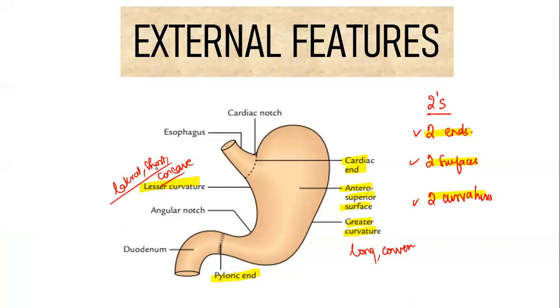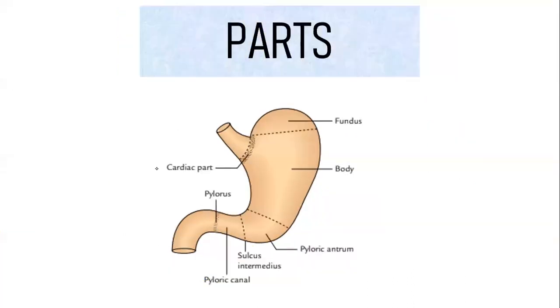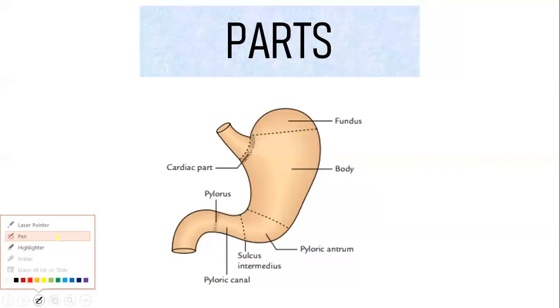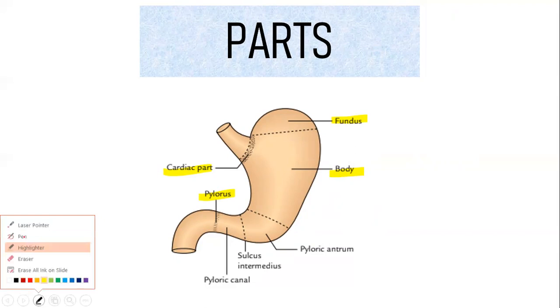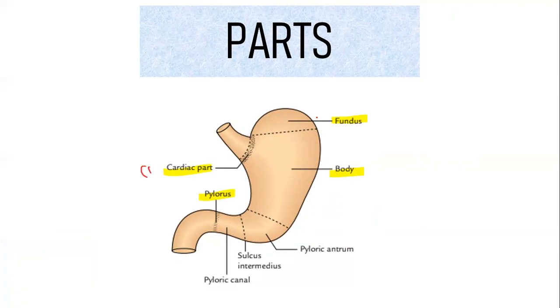Now, what are the parts? First we have seen the external features. Now, what are the parts of the stomach? You have got 4 important parts: the cardiac part, fundus, body, and then your pylorus. Yes, you have the 4 parts, right?